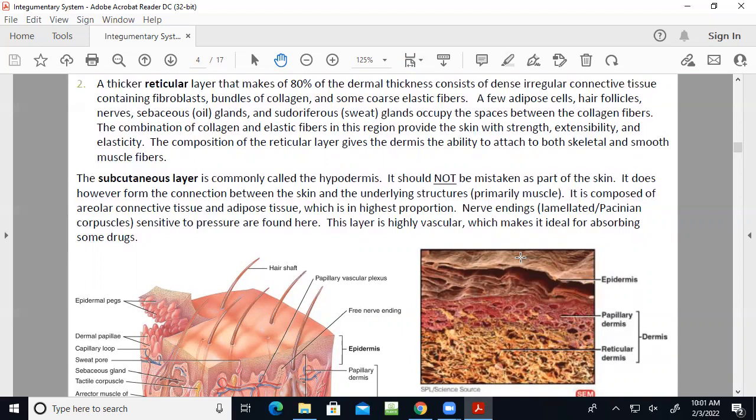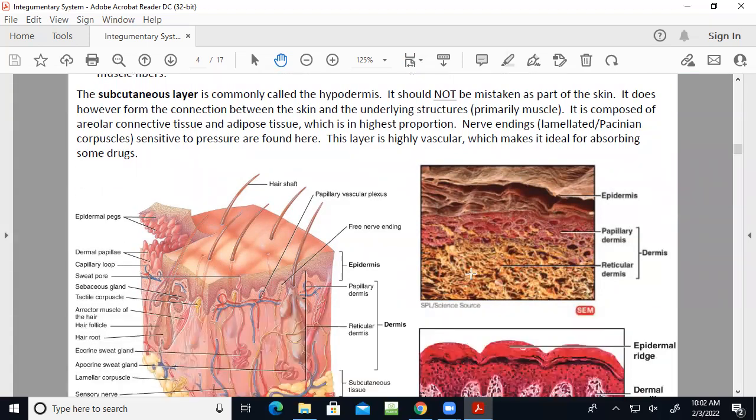Okay. Composition of the reticular layer gives the dermis the ability to attach to both skeletal and smooth muscle fibers, which in many cases are deep to our skin. And, you know, like in our face, when those muscles contract, like when we want to smile, the skin gets pulled along with it.